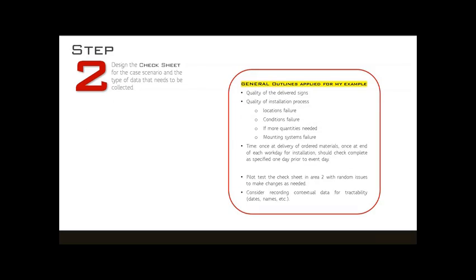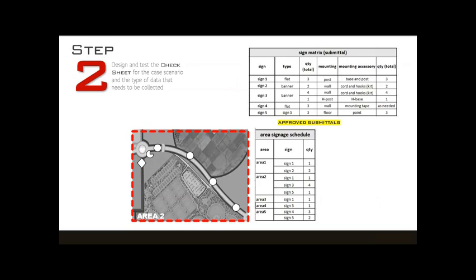Applying the general outlines to my scenario, I conclude what I need to check is the quality of delivered items, the quality of the installation process, and what failures to look for, as well as when and how many times I need to do it. Furthermore, I know that I need to test it in an area with a certain variety of items that I can troubleshoot. In my scenario, collected data will be put against another set of data for conformity, so it only makes sense here to use this as a base instead of starting from scratch.